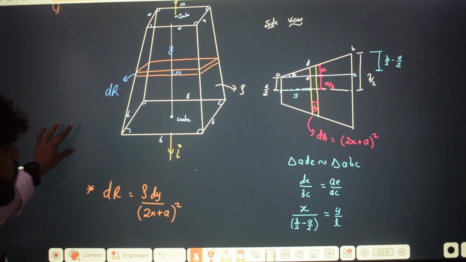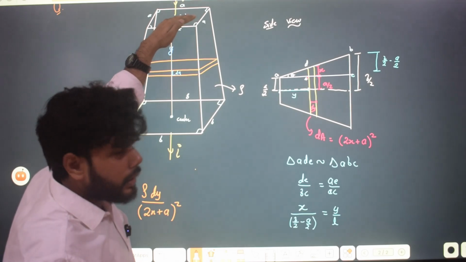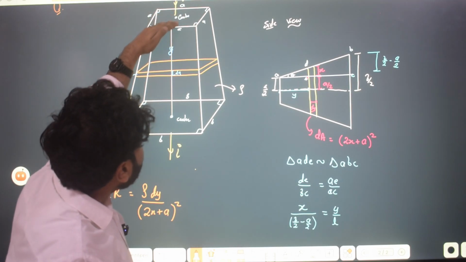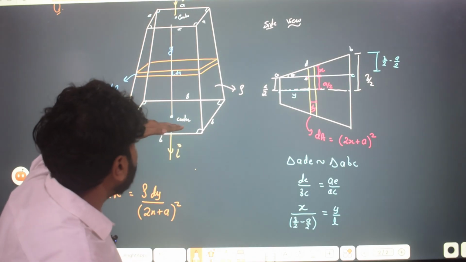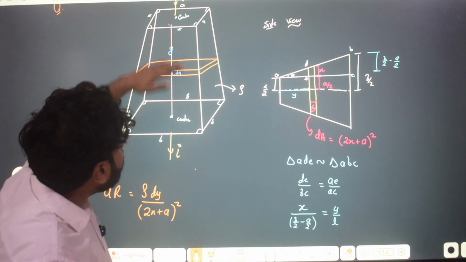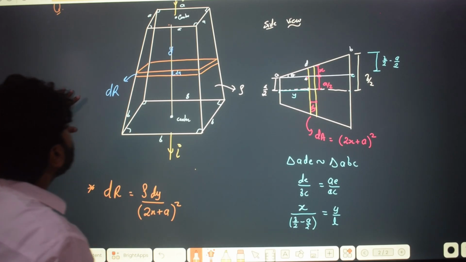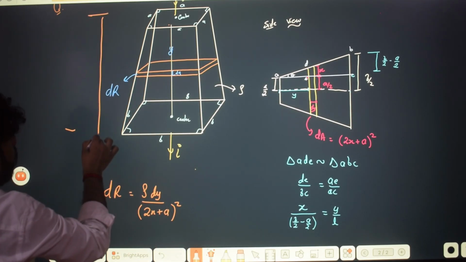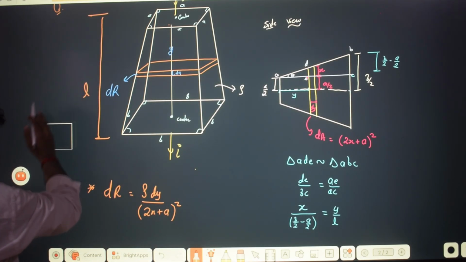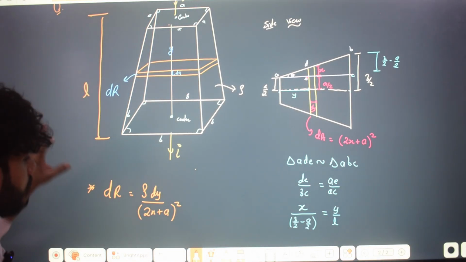And what does the integration over y mean? The topmost sheet will be the top one, and the last one will be the bottom one. So if we start from this point, y will be 0, and if we reach this point, y will be the length of this. I didn't mention that the length is L. So we'll be going from top to bottom, which is just the length of the system.